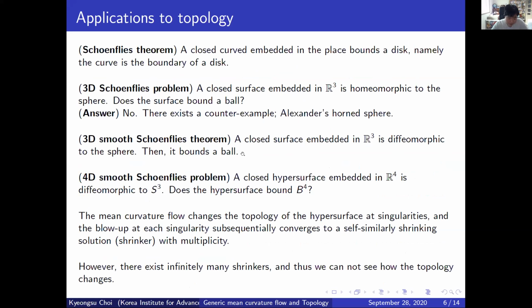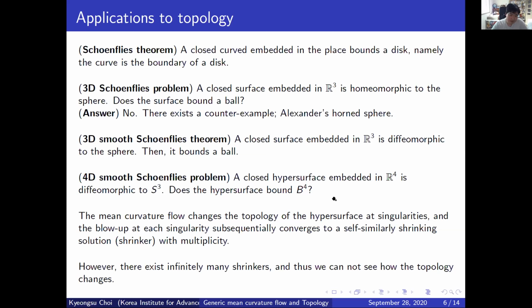And then the conjecture is the 4D case. If you have a closed hypersurface embedded in R4 which is diffeomorphic to S3, does the hypersurface bound a 4-ball? Yeah, this is an open problem.